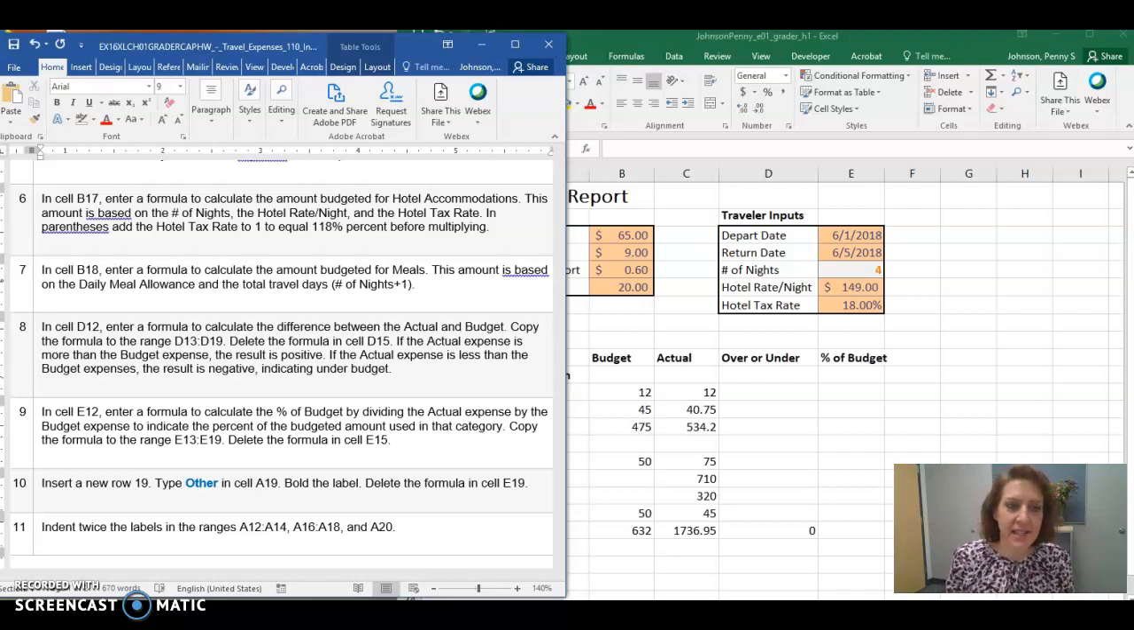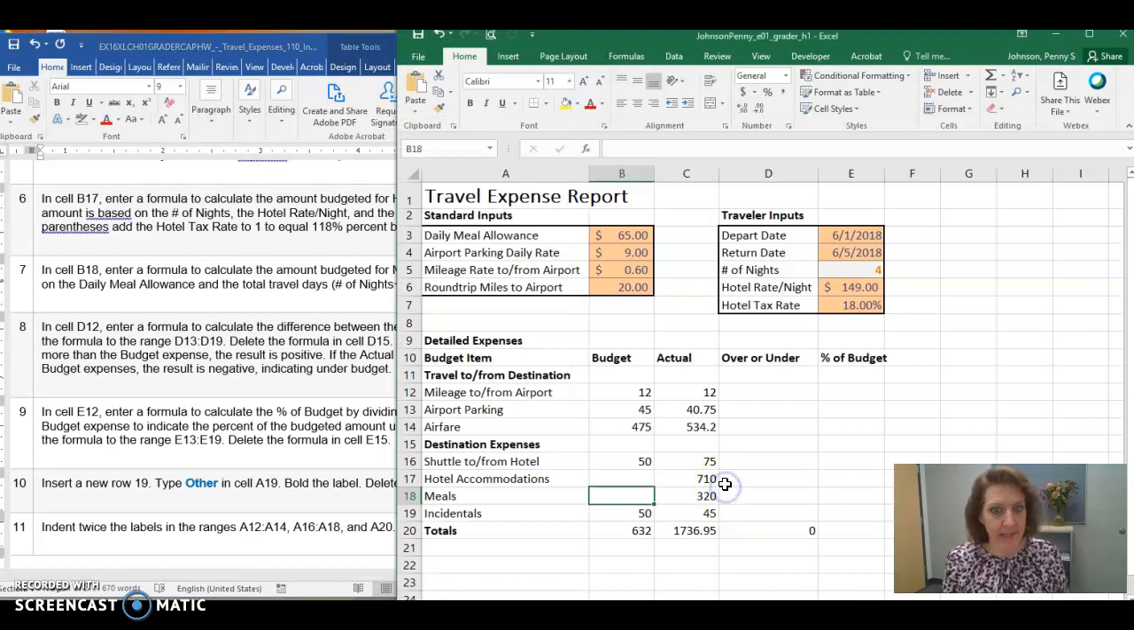Okay, so step 6 asks us to enter a formula in cell B17 to calculate the amount budgeted for the hotel. The amount is based on the number of nights, the hotel rate, and the tax. So this one's going to be a pretty complicated one. Let's go ahead and get started.